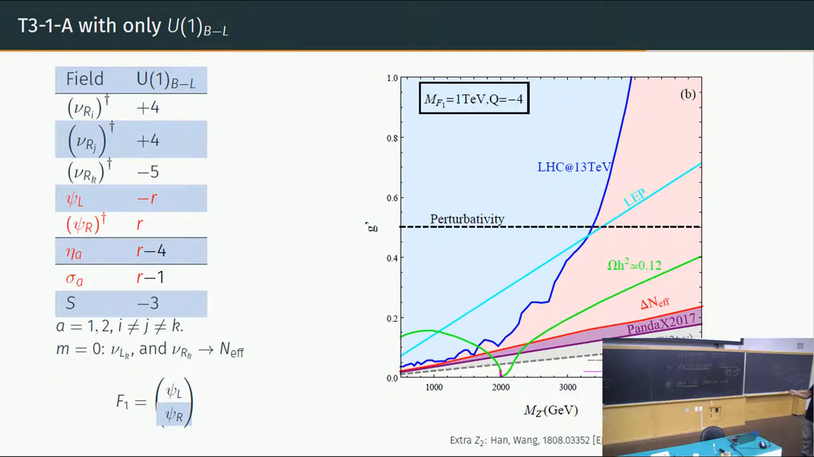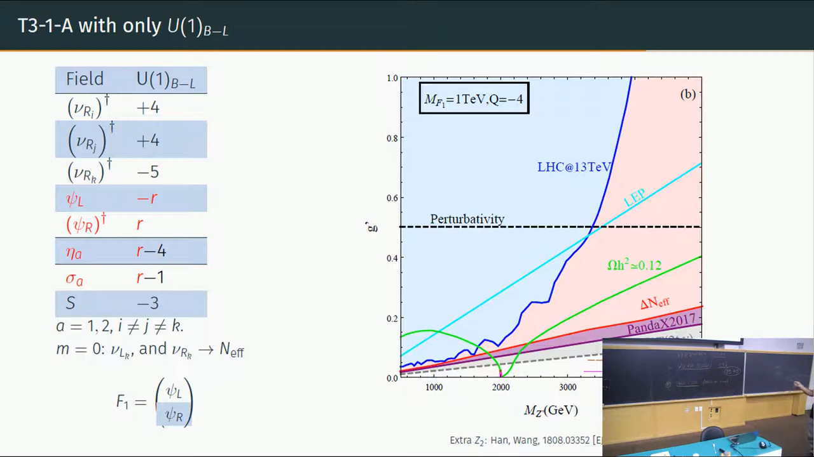With this final model, with all the charge fixes, for example, we have both one-loop neutrino masses and the same explanation for the cosmic relics, in particular the dark matter abundance.